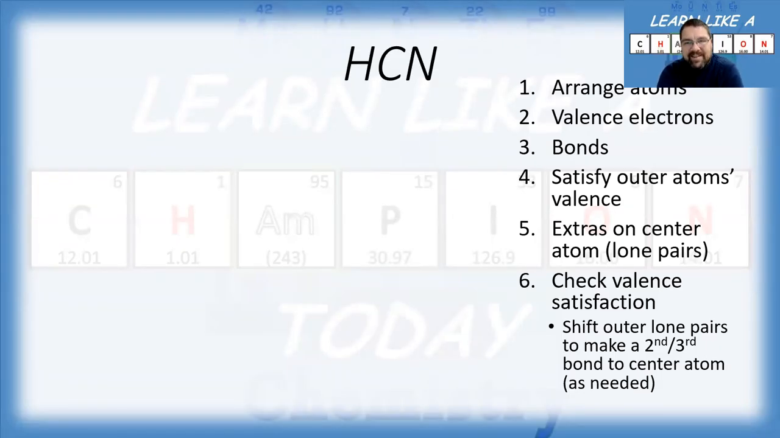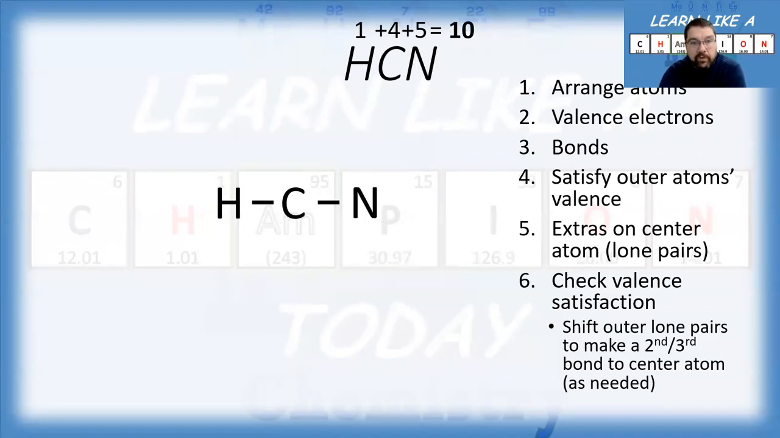All right, last example we're going to look at today. HCN, hydrogen cyanide. Here, all 3 elements, there's only one of each. Remember, hydrogen's not going to be a center, so the next most likely candidate is carbon. So we put the hydrogen and the nitrogen outside of that. Valence electrons: hydrogen's got 1, carbon has 4, nitrogen has 5, for a grand total of 10 valence electrons.